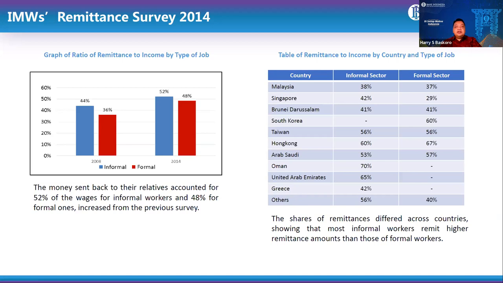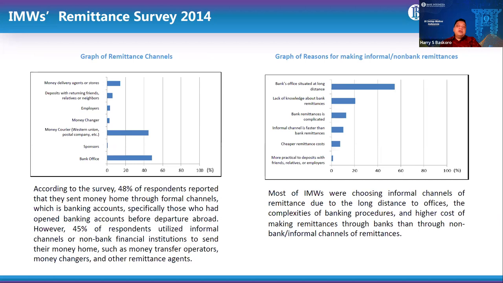Related to the topic of today's webinar, based on this survey, there were 45% of respondents who utilize informal channels or non-bank financial institutions to send their money home, such as money transfer operators, money changers, and other remittance agents. Most of our migrant workers chose these informal channels of remittance due to long distance to their offices, the complexities of banking procedures, and higher cost of making remittance through banks than through non-bank or informal channels of remittances.